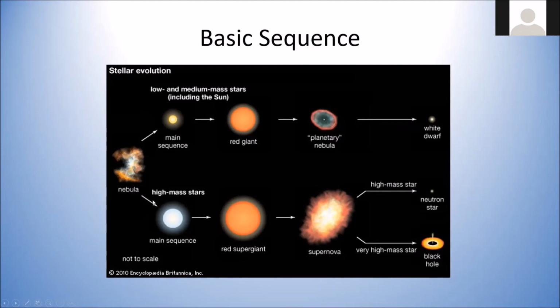But on the high mass side, if it's a really big star, it goes in through the main sequence in a much quicker time, comes out as a red giant, and then goes into a supernova where it implodes again. And this time, there are two paths, depending upon the mass. One path will take it to become a neutron star, which we'll talk about shortly. And then if it's a really big star, this is the one that will eventually become a black hole.